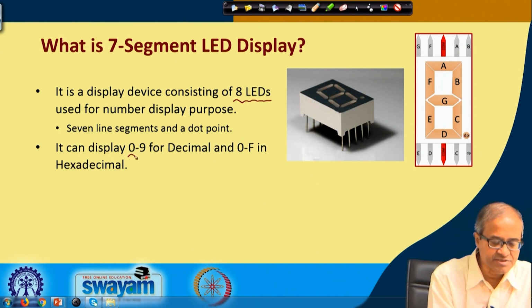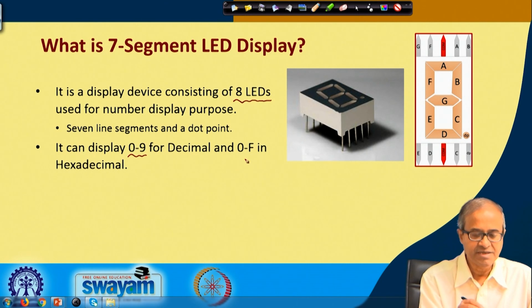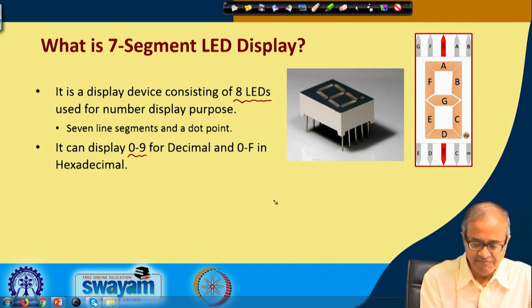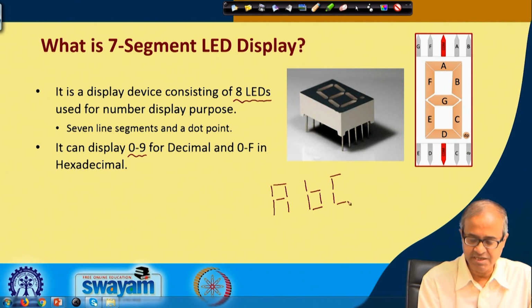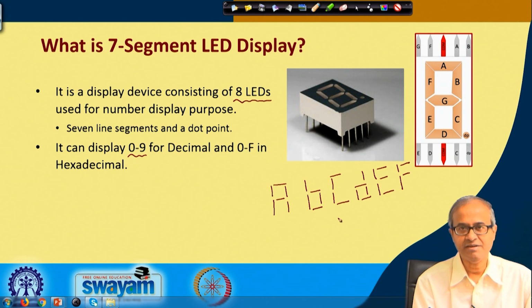Not only the numeric characters 0 to 9, you can also display the hexadecimal characters A, B, C, D, E, F. For example, you can display A like this, B in lower case like this, C like this, D again in lower case like this, E like this, and F like this. So, in addition to 0 to 9, you can also display the hexadecimal characters. Therefore, the 7 segment units are very useful as a hexadecimal display device.